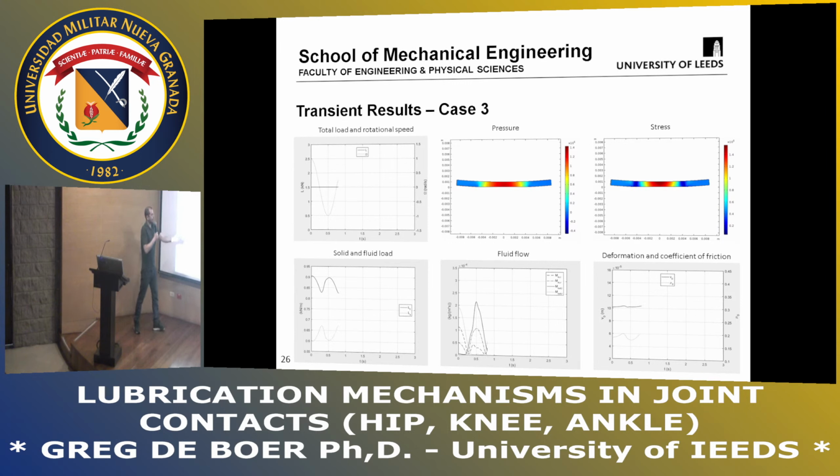And you can see the pressures and the stresses are changing a lot less. That's because the load is constant, but the speed is changing. And you get these peaks and troughs of the loads over this time period. The friction is almost constant because it's just the speed that's changing. But we have quite a dramatic shift in the shape of this fluid flow graph in the middle.